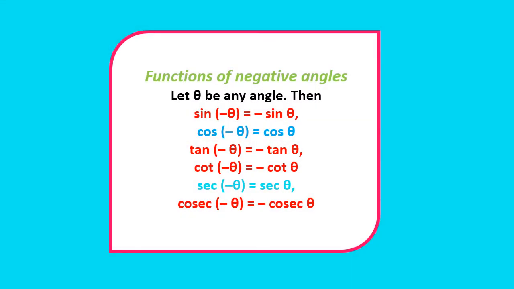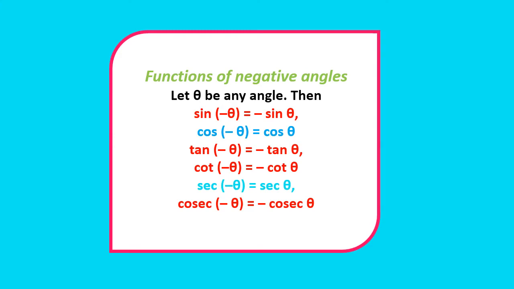Now we have learned sine or trigonometric ratios for positive angle. Now what if the trigonometric functions are for negative angles? So here are a few points that you have to keep in mind: sine of minus theta is equal to minus sine theta, cos of minus theta is always plus cos theta, tan of minus theta will be minus tan theta, cot of minus theta will be minus cot theta, sec of minus theta is sec theta, and cosec of minus theta is minus cosec theta.